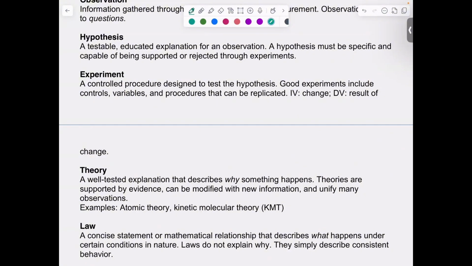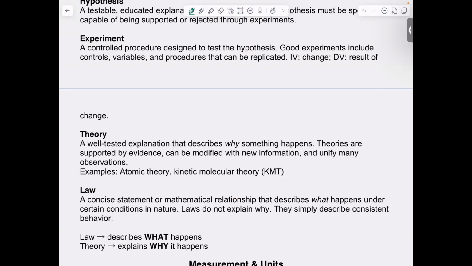Second and final term here in this video, a law is simply a concise statement or mathematical relationship. The key here is mathematical relationship that describes what happens under certain conditions in nature. So laws don't explain why, they just give a relationship. A very common example would be, and I can add this to the sheet here, the ideal gas law. A lot of them are in the gas laws unit. So you have the ideal gas law, Boyle's gas law, the combined gas law, and it just basically describes what happens under certain temperatures and pressures and volumes and so on.